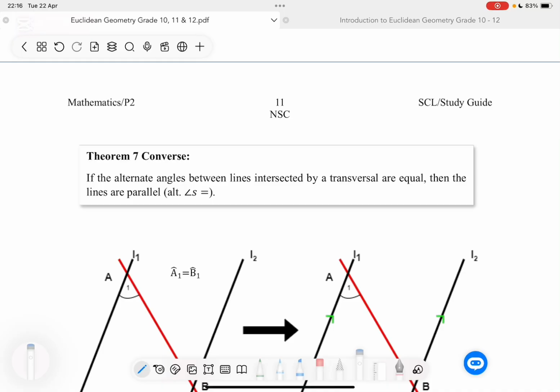The converse of Theorem 7 says to us that if the alternate angles between lines intersected by a transversal are equal, then the lines are parallel. And we write this in short to say alternate angles are equal. This is to say that the given information, or what we start knowing in this theorem, is that the alternate angles between lines that are cut or intersected by a transversal are equal.